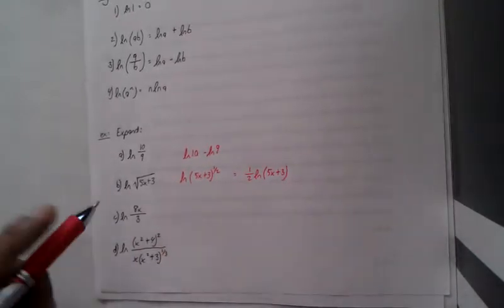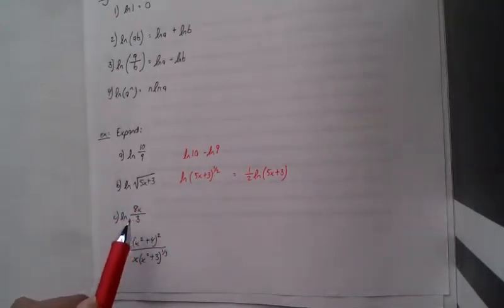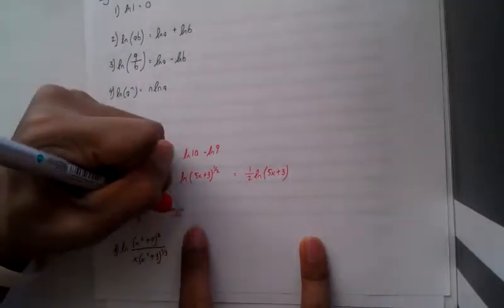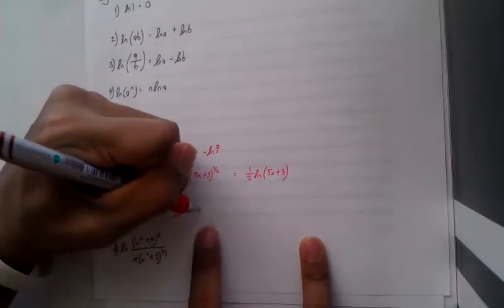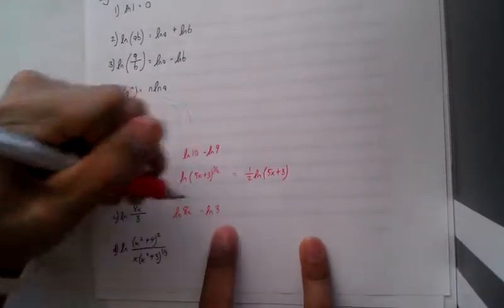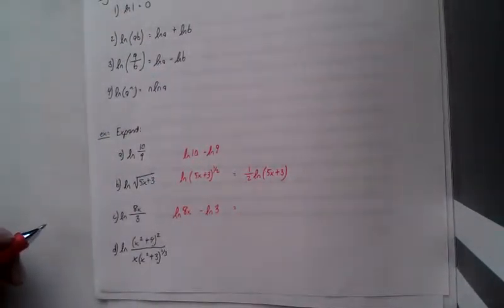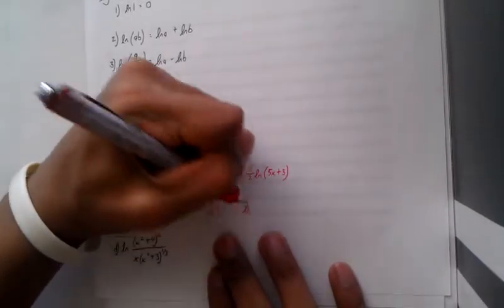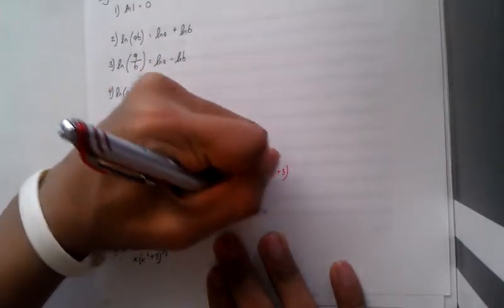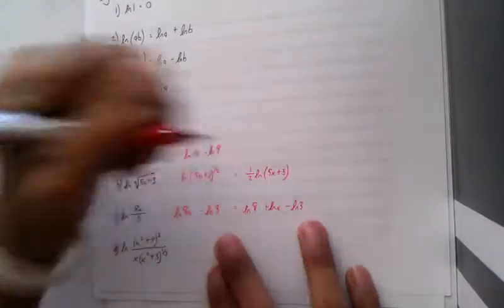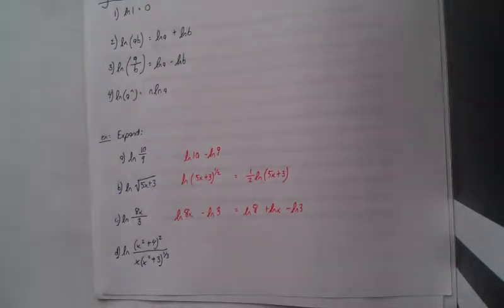C contains both a quotient and a product. So the first thing we'll do is we'll just split it up from being a quotient. So natural log of 8x minus natural log of 3. That equals the natural log of 8 plus the natural log of x minus the natural log of 3. And that's our expanded form.